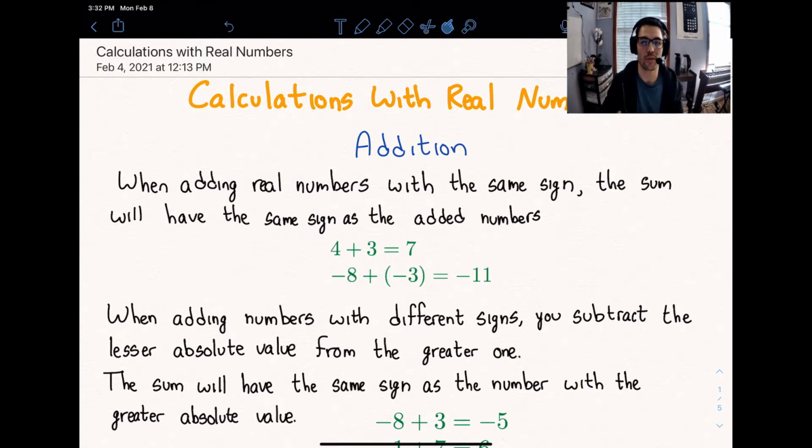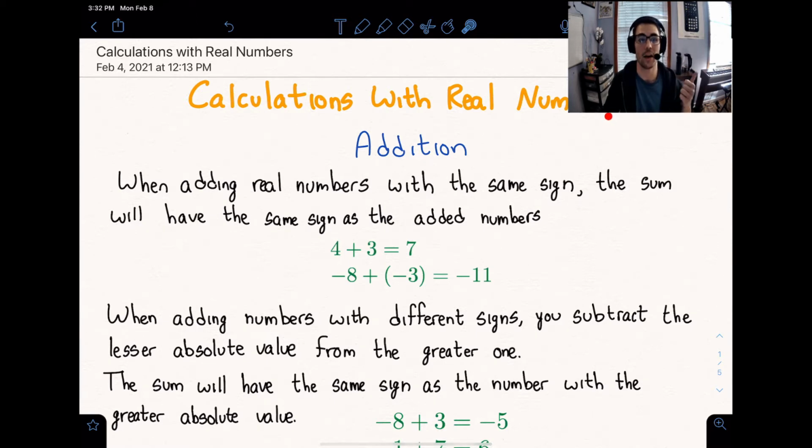Today we are going to be talking about performing calculations with the real numbers. We're going to be going over the big four mathematical operators: addition, subtraction, multiplication, and division. Alright, so let's dive right in. So here we have the first one, addition.